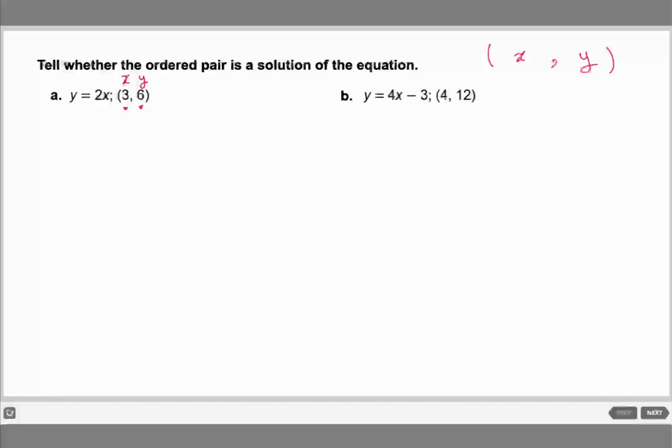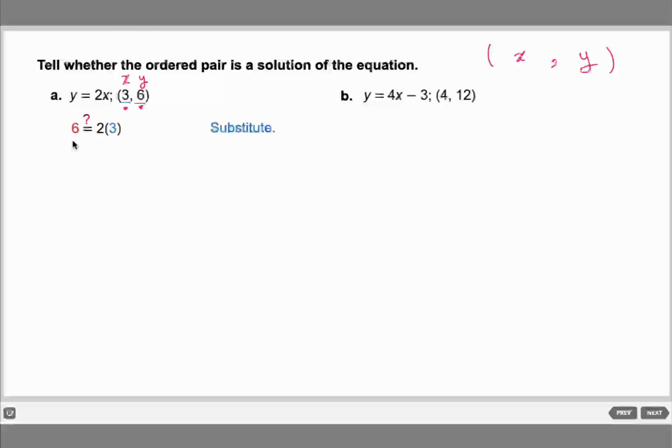What do we need to do? We need to find to tell if this is a solution or not. So we should substitute 3 for x and 6 for y. So for x, I will remove the x and I will write 3. So 2 times 3. And for y, what should I use for y? Help me, my heroes. 6. Exactly. 6. And we need to check if the left side and the right side are the same.